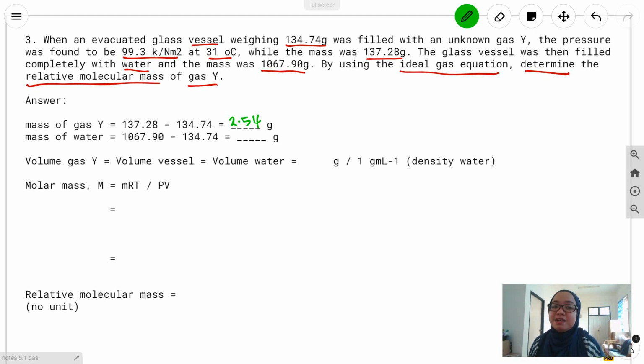Okay. Here, the mass is also very small compared to the total amount or total volume of the vessel. Now, 1067 is very small, so we consider it negligible. That is why when we put water, we just use the total mass minus the mass of the vessel. No need to include the mass of gas Y.